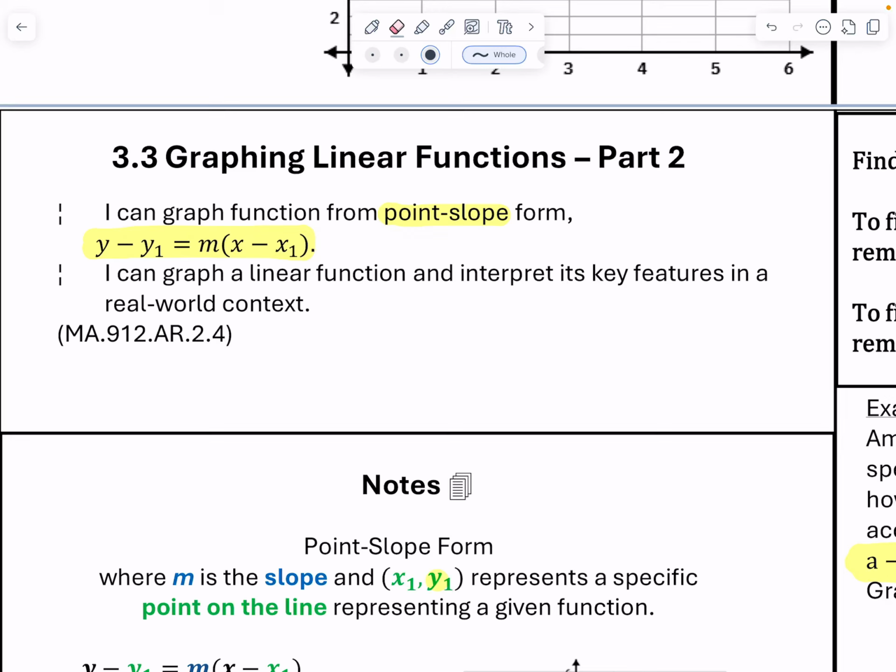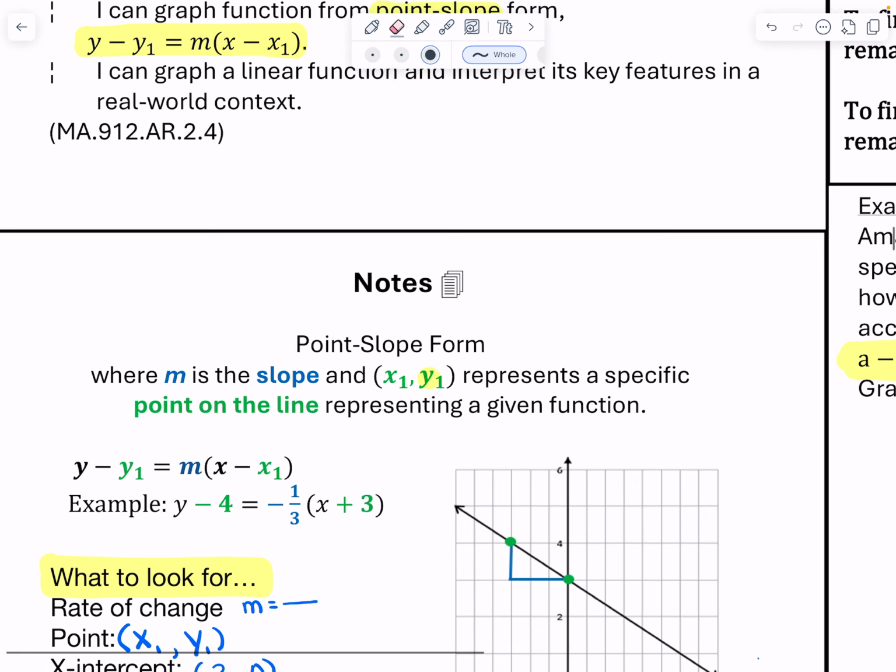Hi everyone, we're going to go ahead and start looking at 3.3 graphing linear functions when we are in point slope form. Again, it is still a linear function, so it will still graph a straight line. But this form is y minus y1 is equivalent to m times x minus x1. So we're going to use that information to find some key pieces.